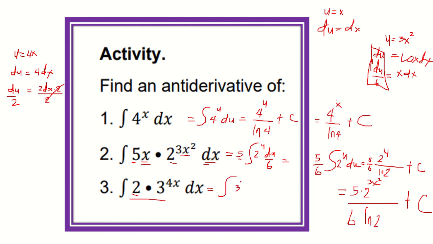So this equals 3 to the 4x times 2dx. So this is equivalent to 3 to the, the integral of that is 3 to the 4x all over ln of 4 or ln of 3? ln of 3. The base is 3.